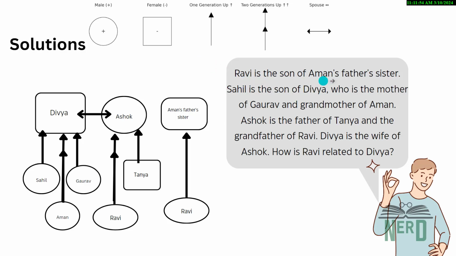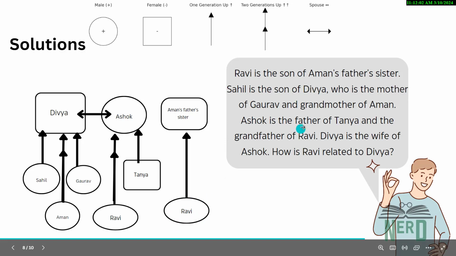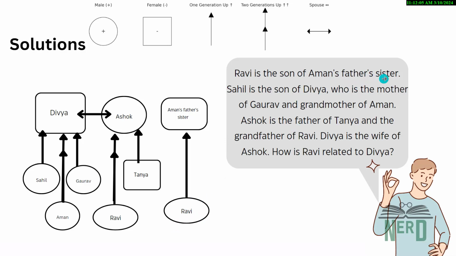Ravi is the son of Aman's father's sister. So first we draw Ravi in a circle, and Aman's father's sister. We write Aman's father's sister, and since we are talking about a female, we draw her in a square. Now the second clue, Sahil is the son of Divya. So we draw Divya in a square, and we put Sahil with one arrow up because Sahil is the son of Divya.